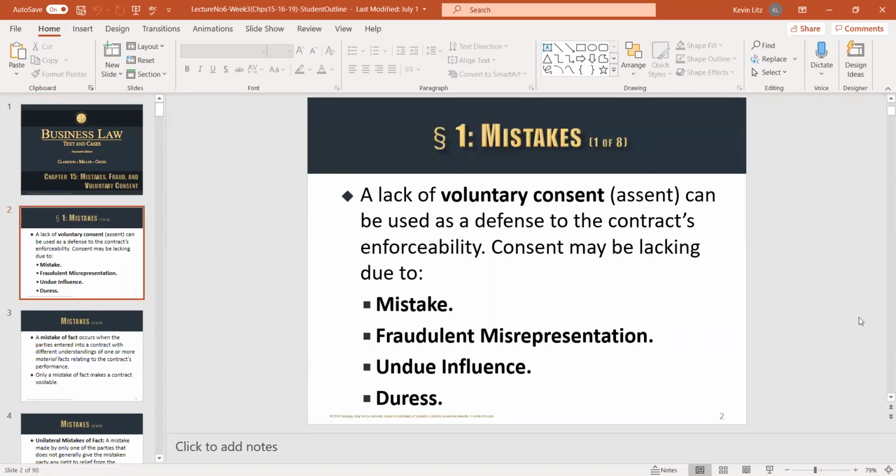In other words, you're trying to get a contract set aside or bring up a reason why it should not be enforced against you. Well, here are some examples. A lack of voluntary consent. Remember, we had offer, acceptance, and consideration for a valid contract. So when was there really not a valid voluntary consent? A true acceptance is the best way, I think, to look at that. When there really wasn't acceptance because you didn't voluntarily consent to the contract.